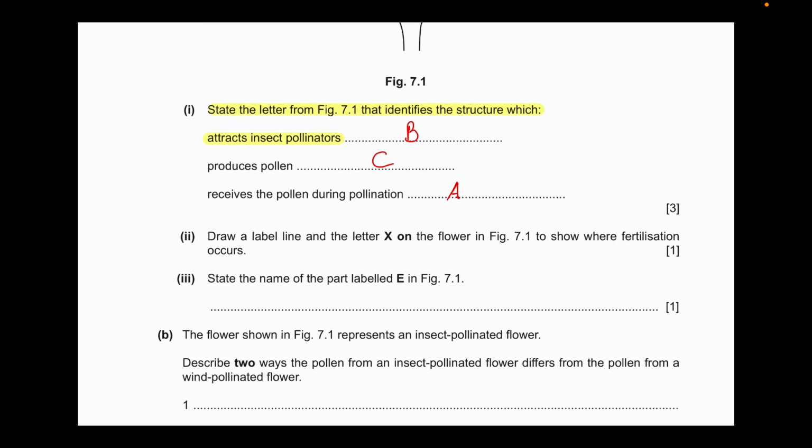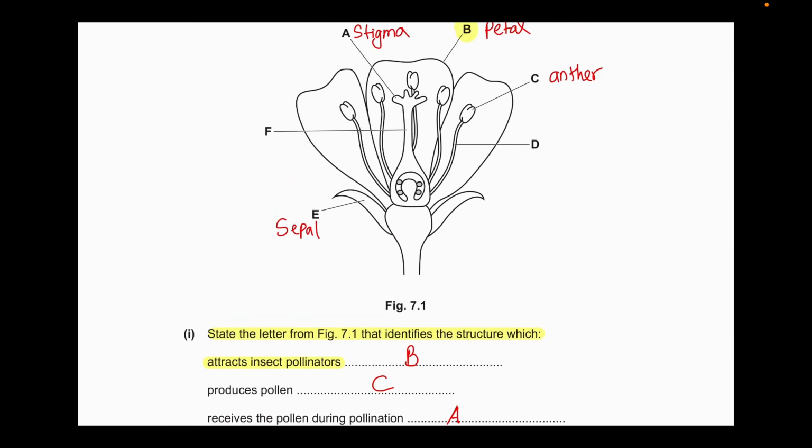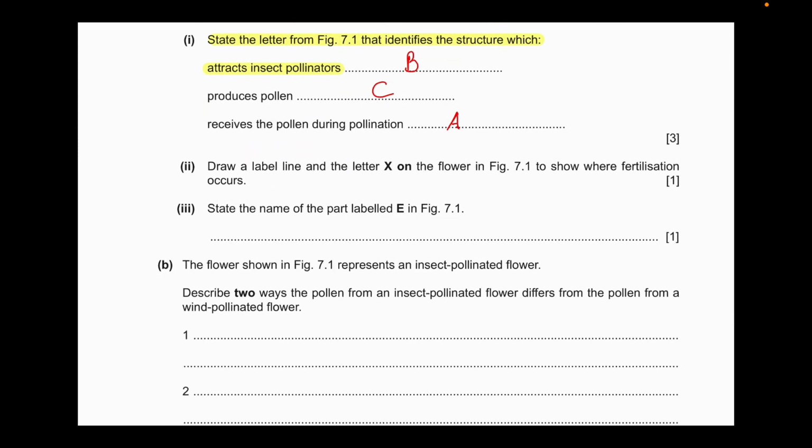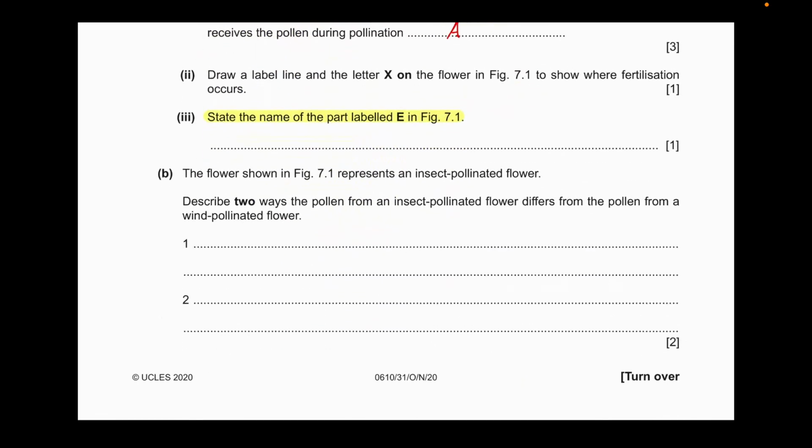Draw a label line and the letter X on the flower in figure 7.1 to show where fertilization occurs. So fertilization obviously is going to occur in the ovule. So we're going to label one of these and we're just going to label it X. State the name of the part labeled E in figure 7.1. So E is basically sepal.